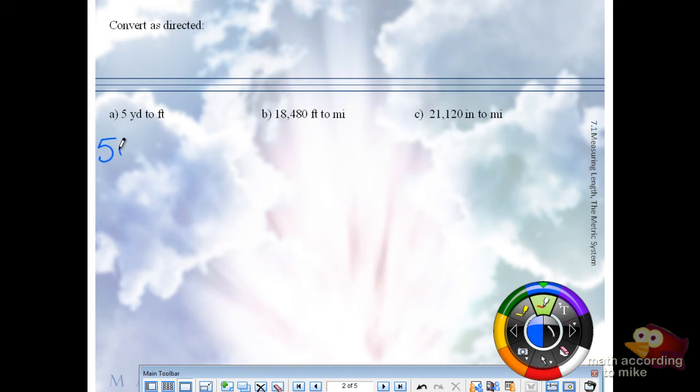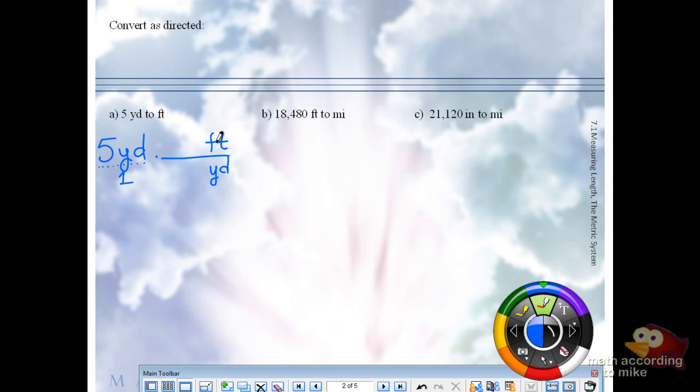That's why I'm here. So we have 5 yards, and we're going to multiply it by a unit fraction so that we end up with feet. Since yards is in the numerator, and we want to get rid of it, we're going to multiply it by the fraction where yards is downstairs, and that forces feet to be upstairs. Is that part okay? Okay.